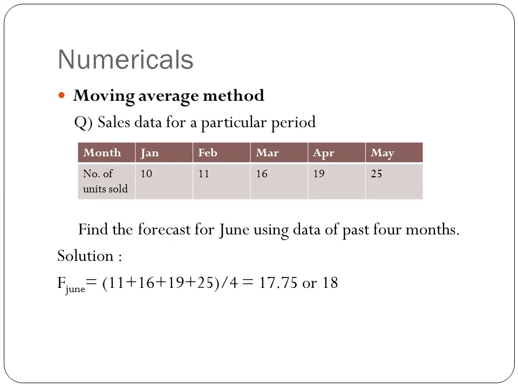Then F of June, the forecasted value of June. This is not the number of units sold. It is just an assumed value that this many units would be sold in June. It will be equal to February's actual demand 11, March 16, April 19, and May 25, divided by the total number of months, past 4 months, divided by 4. It comes out to be 17.75. Number of units or demand cannot be in decimal, so we will put the next integer value.